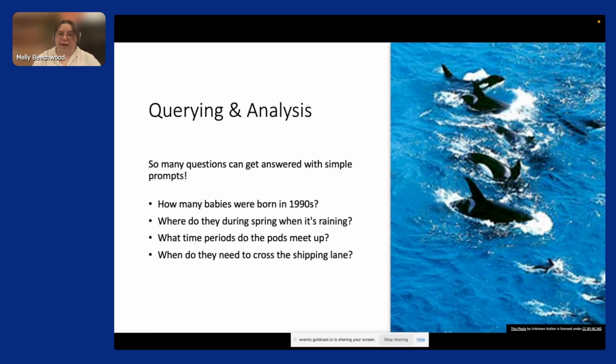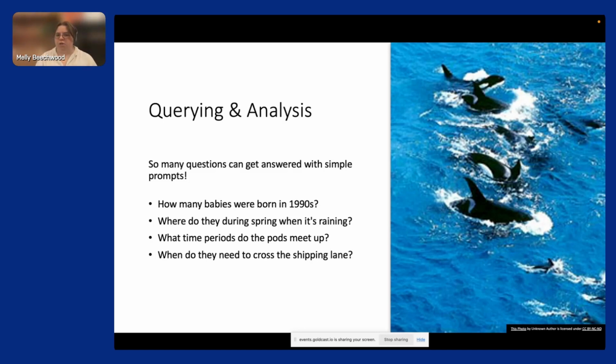So right now I'm still at the data ingestion stage, so I don't have too many hands-on examples for you quite yet, but what that last data model shows us is that we can answer very quickly questions such as how many babies were born in 1990? Where do they go during the spring when it's raining? What time periods do pods meet up? And when do they need to cross the shipping lane?